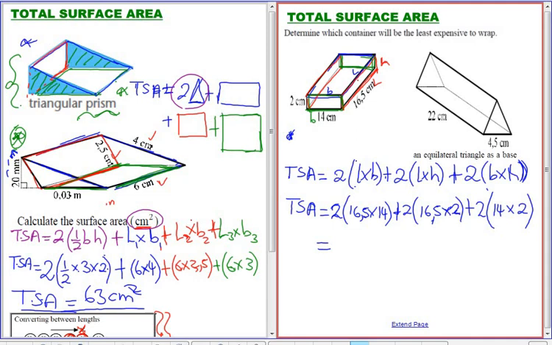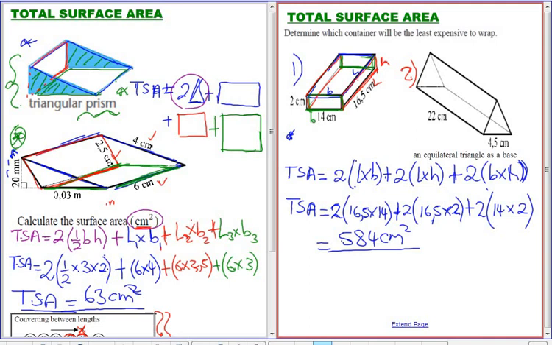Well, from what I'm getting, 584 square centimeters is our area, the total surface area of this first one. Since we would like to compare, let's go and figure out what the area of the triangular prism would be, since you now know how to calculate the total surface area of these two shapes.